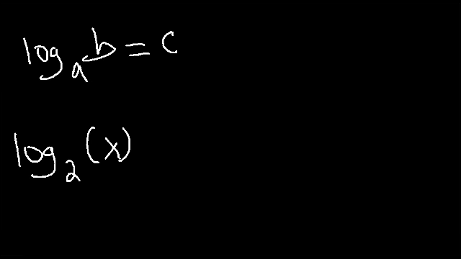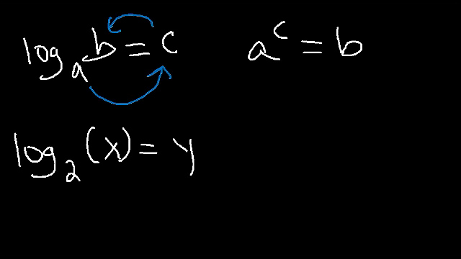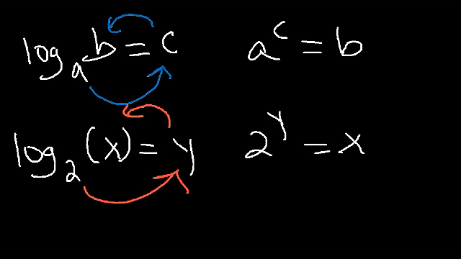Try these two. Log base A of B is equal to C, and log base 2 of X is equal to Y. So A raised to the C is equal to B. That's how you can change it to exponential form. 2 raised to the Y is equal to X. So now let's convert back to logarithmic form. Convert each exponential equation into a log.